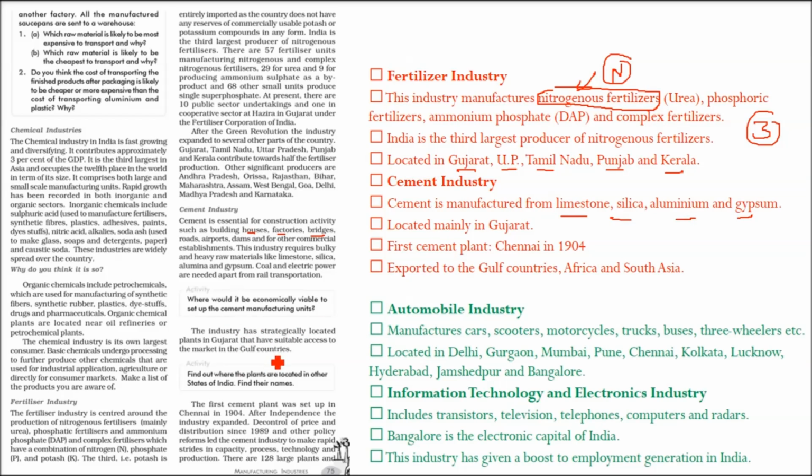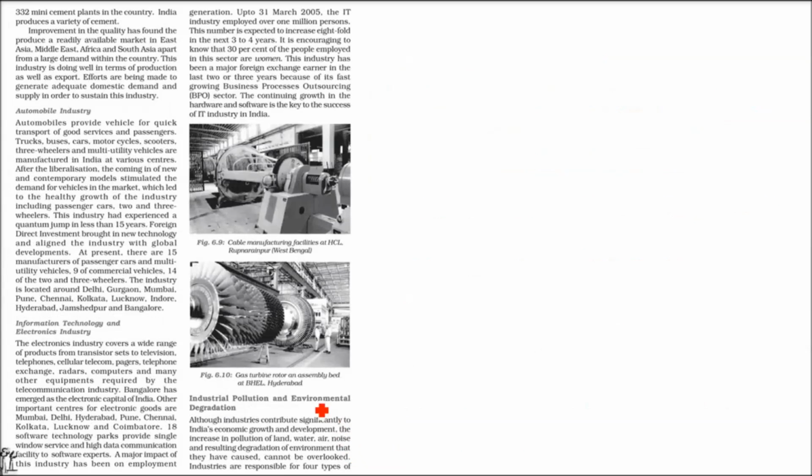And these industries are mostly strategically located in Gujarat, because for the Gulf countries, it is a suitable way, you can say, for transport and also access. The first cement plant was in Chennai in 1904. Okay. So there are 128 large plants, and then we have 332 mini plants in the country, and we are the exporter to East Asia, Middle East, Africa, South Asia. These are the places where we are exporting.